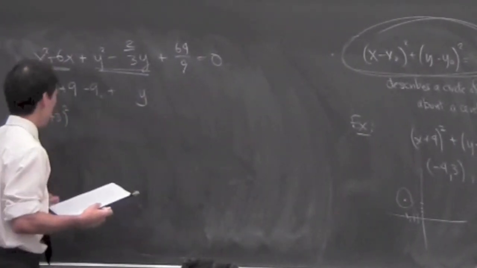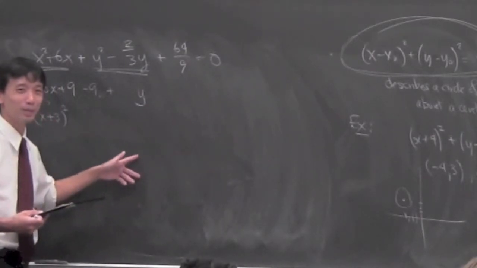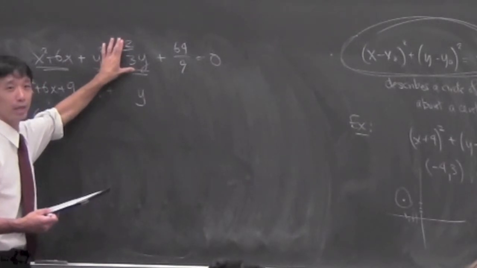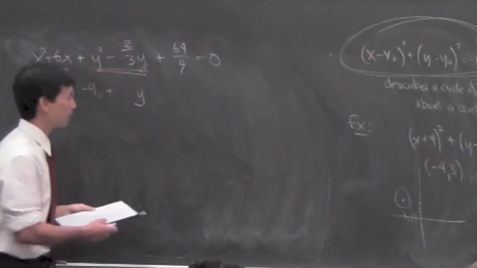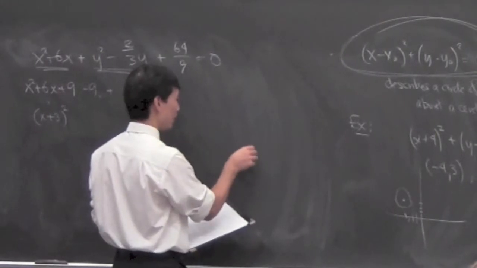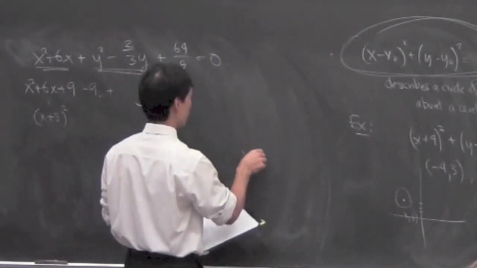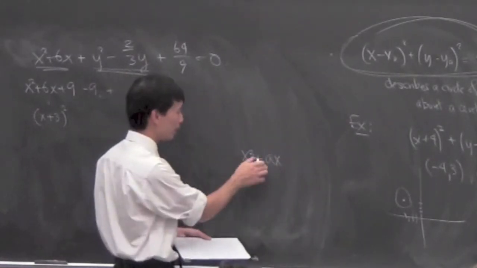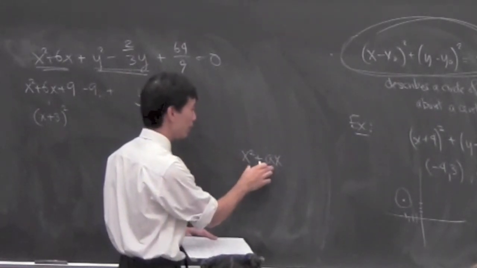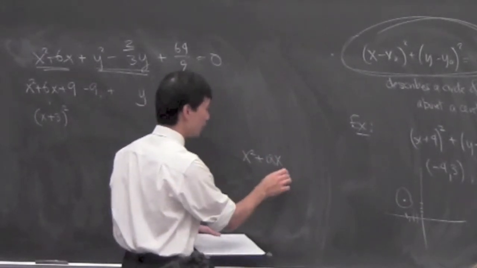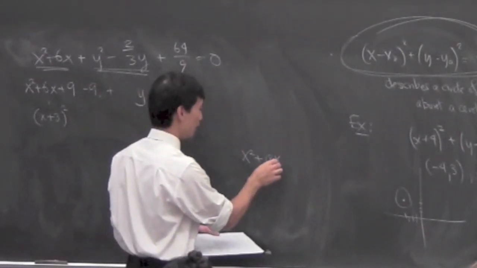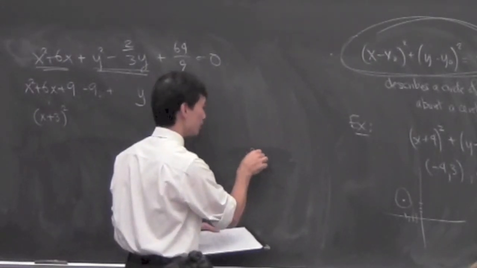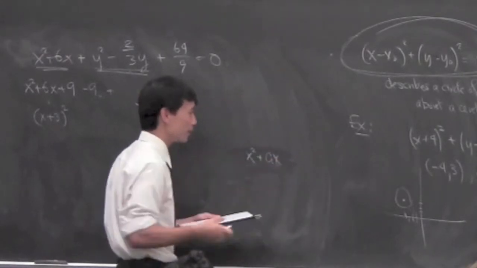If you just follow the rule that I just erased, you'd say, okay, I'm going to take 1/2 of the coefficient here, and I'm going to square it and add it on. So whenever you have something like x squared plus ax, as I just erased, right? I'll write it slightly different.